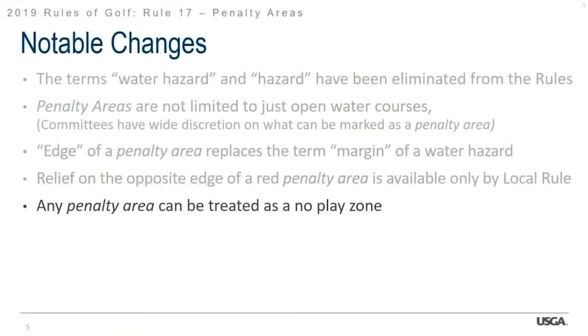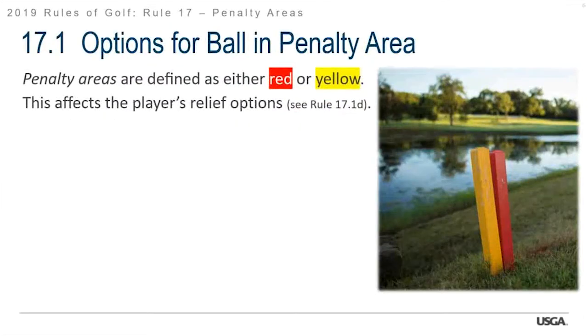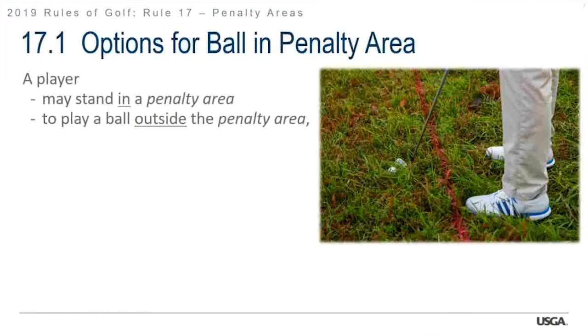Okay, any penalty area can be treated as red. Moving forward, we kind of expect to see about 90-10 as a ratio of red to yellow penalty areas, but the yellow won't go away, but for the most part, you're going to see most penalty areas marked as red. All right, as we were talking about, red or yellow are the 2 options that we have in a penalty area, and it will affect the player's relief options depending on red or yellow. And this is also the same as it has always been with a red water hazard and a yellow water hazard, with, again, like I mentioned earlier, just a couple little tweaks.